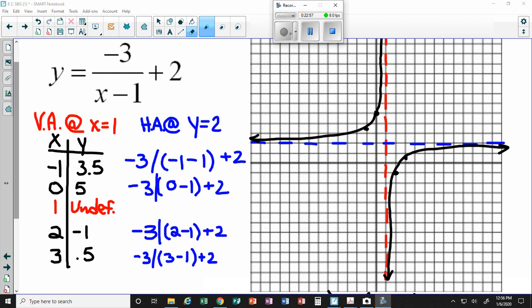Okay, then I go to my table, put my vertical asymptote in the middle, so you should have had 1 in the middle, and then undefined. Okay, don't put a value there, there is no value. And to the left of that is 0, -1, to the right is 2, 3. So now when you plug them in, this is how you plug them into the calculator. So -1, I'm at 3.5. At 0, I'm at 5. At 2, I'm at -1. And then at 3, I'm at 0.5. I'm going to sketch my graph following the asymptotes. So it's going to look like that.